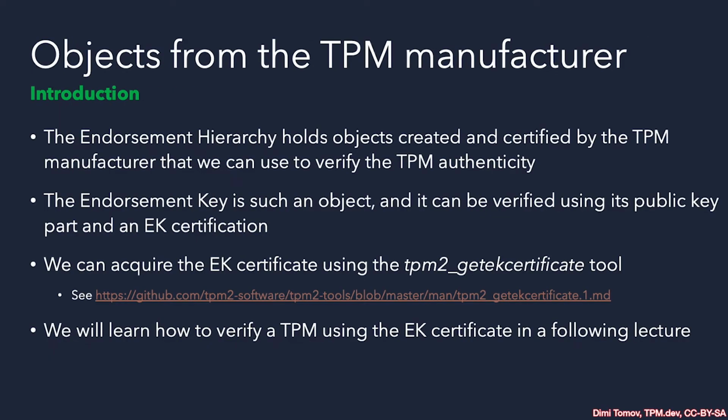What are the typical objects that live inside the TPM from the manufacturer? As just mentioned, of course, we have the endorsement seed. From there, following the TCG specification, we can create an endorsement key that's compliant with the TCG template. And from there, we can use the EK certificate to verify the chain of trust going all the way back to the TPM vendor. The EK certificate contains a public key and link to the intermediate certificate of the TPM manufacturer. We will learn how to verify a TPM using the EK certificate in a following lecture.